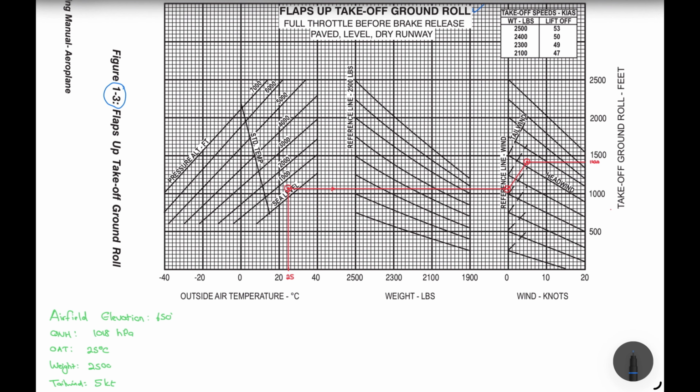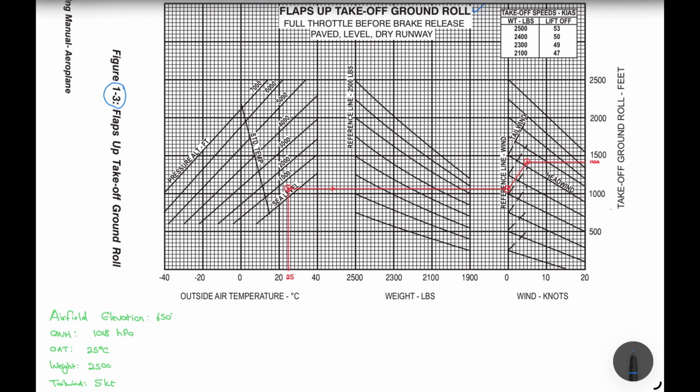Next, they give us airfield elevation of 650 foot, a QNH of 1018 hectopascals, outside air temperature of 25 degrees Celsius, weight 2,500 pounds, and tailwind of 5 knots. Then they want to know what the ground roll required is approximately.